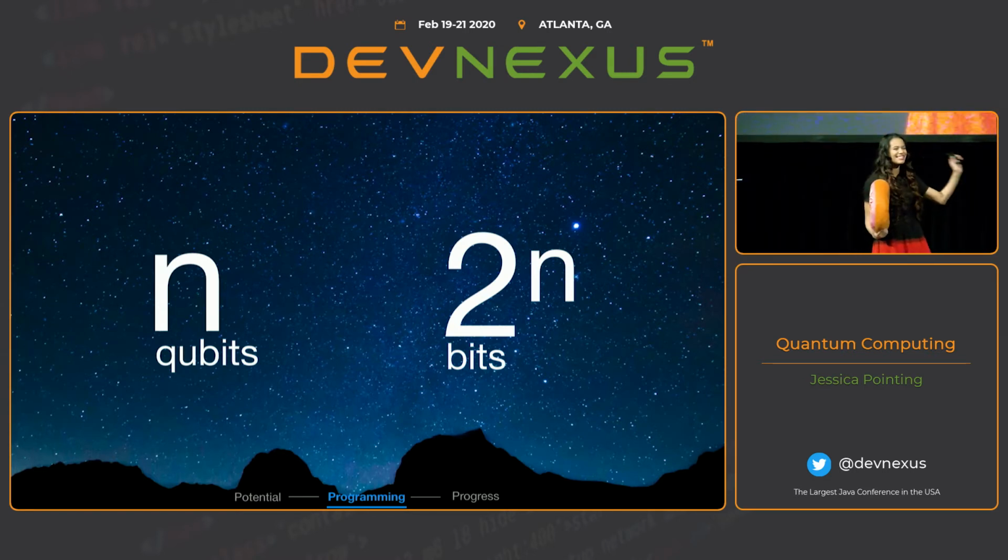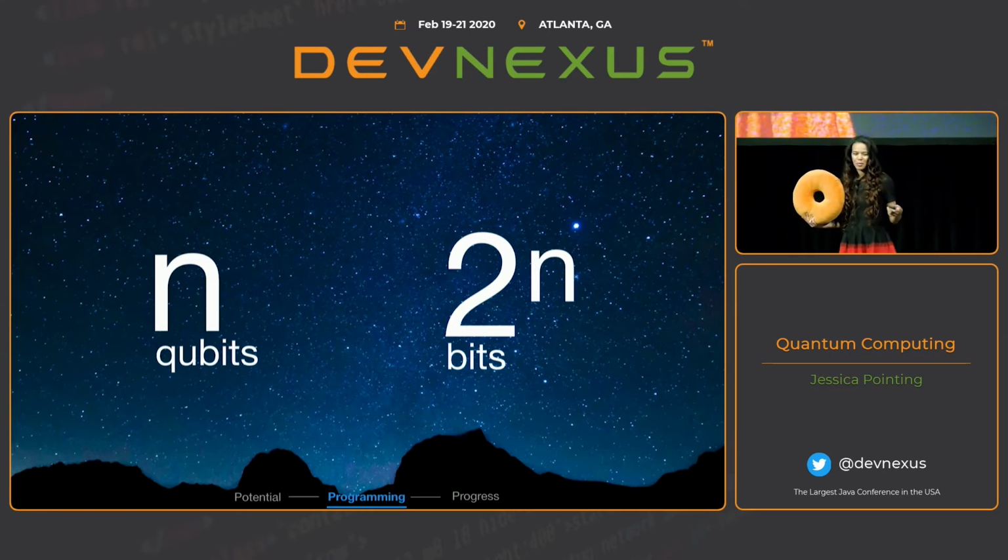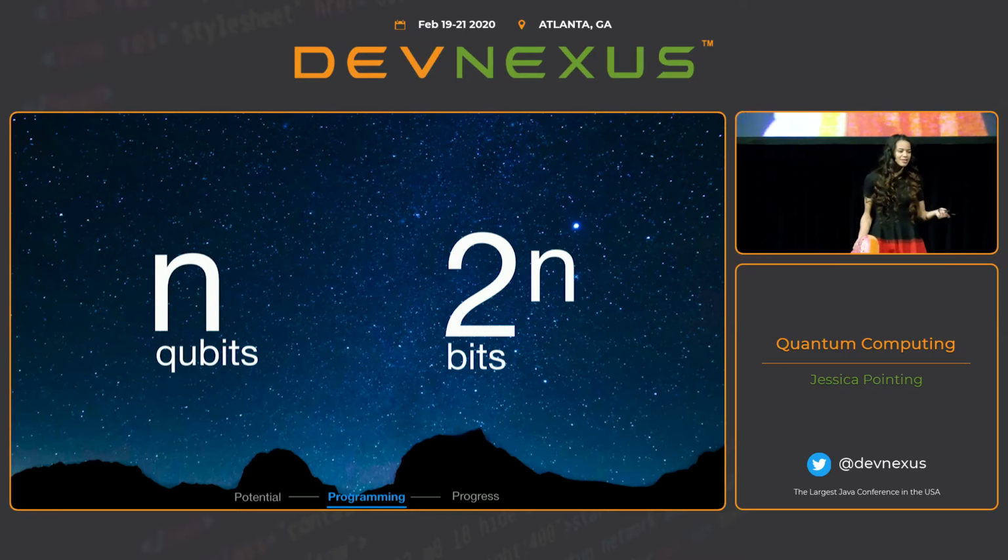And that actually is an insane number. That's more than the number of atoms in the observable universe. So essentially, with n qubits, you can represent 2 to the power of n classical bits of information. And that's one of the powerful parts of superposition.